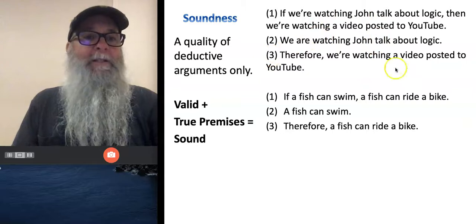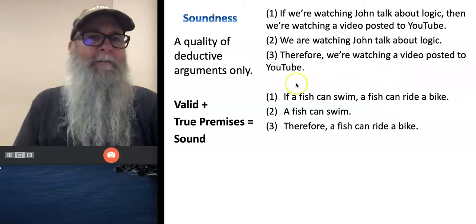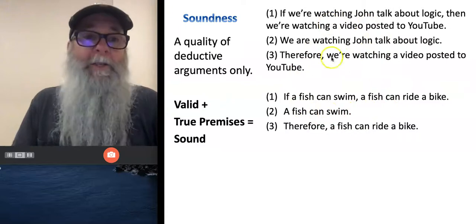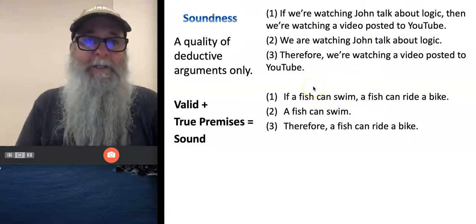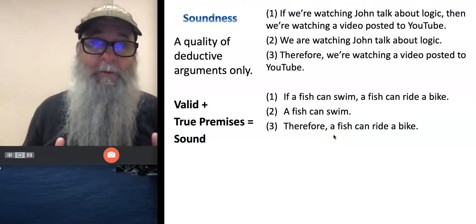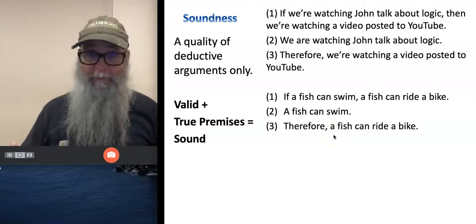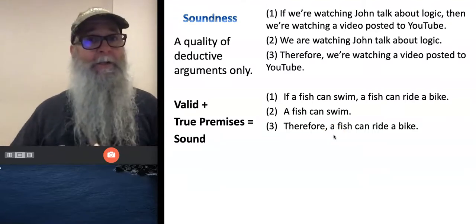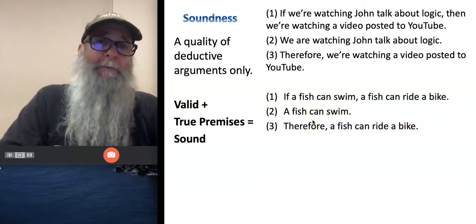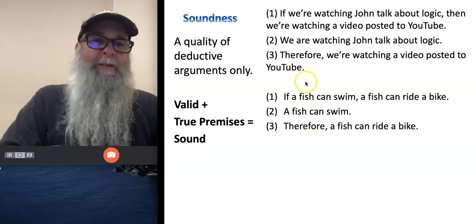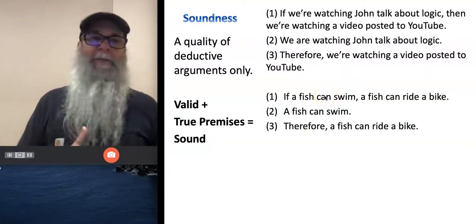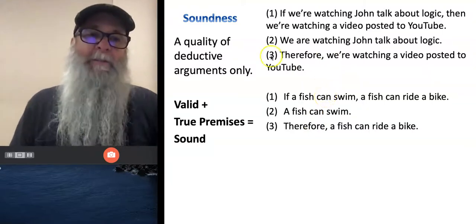But the point is that it emphasizes that when we're looking at validity, we're really concerned about the form and not the content of the argument. Both of these arguments are perfectly valid. Okay? So this is a valid argument here, which means it's worth more of our time. And so what we're going to do is ask ourselves, are the premises true? Because if they are, then the conclusion will have to be true. I look at that second premise, that's a true premise. But I look at the first premise and I say, no. It's not true that if a fish can swim, a fish can ride a bike. So that first premise is false.